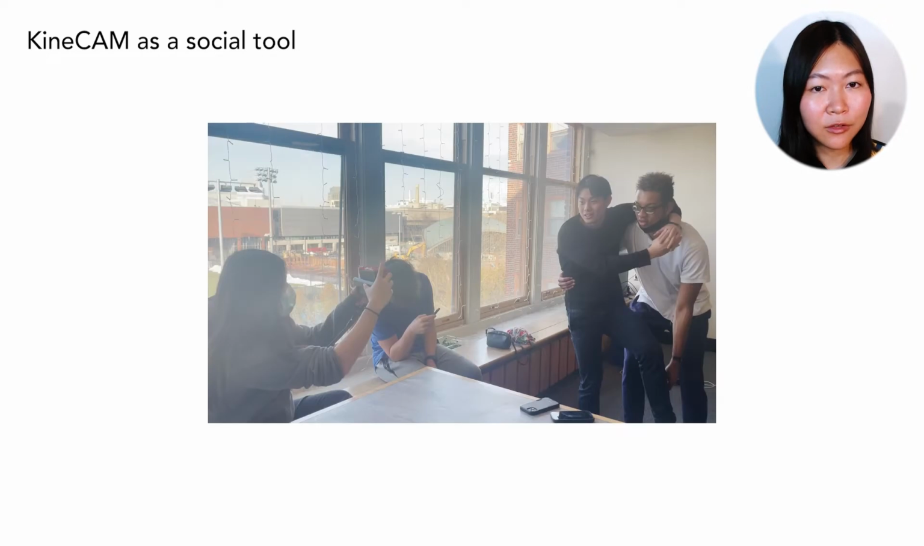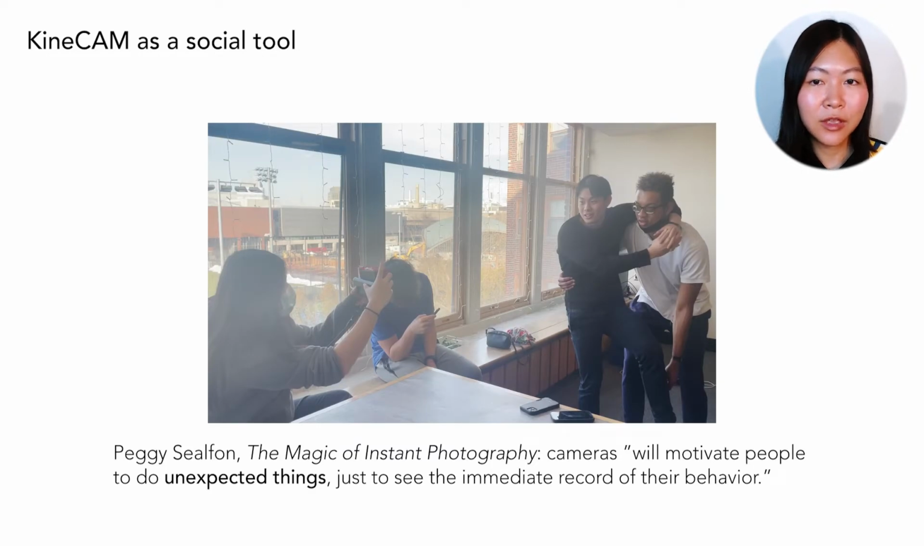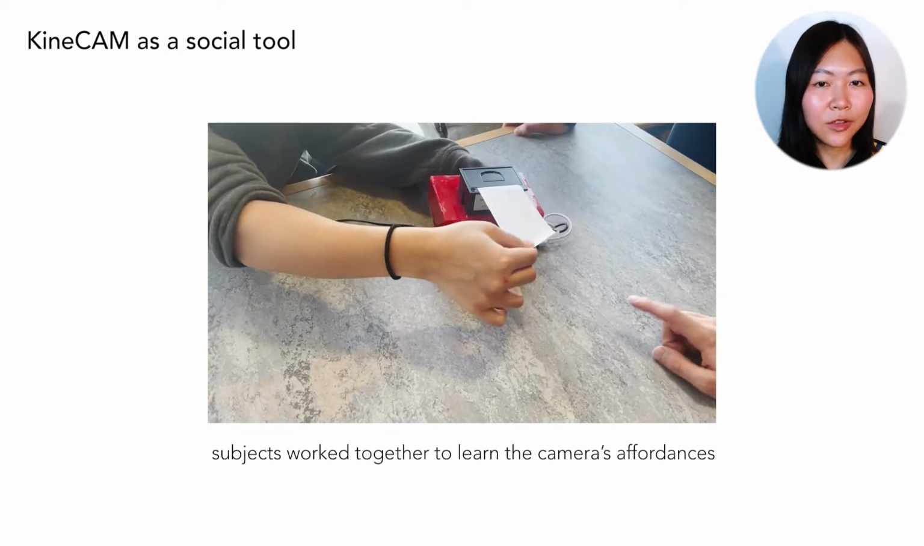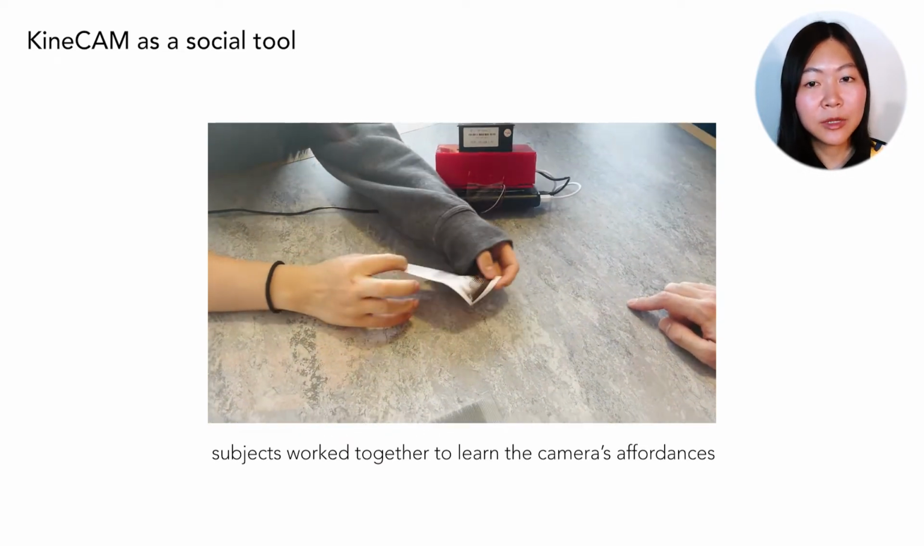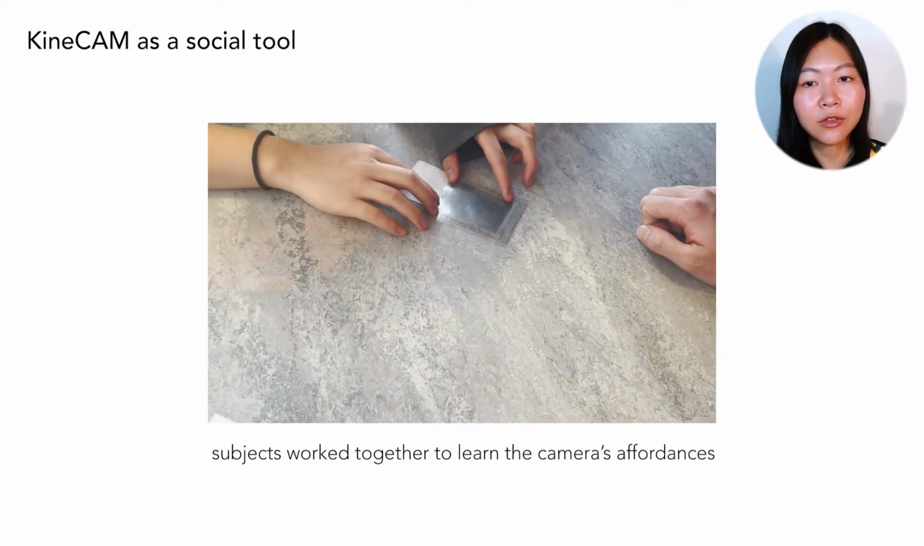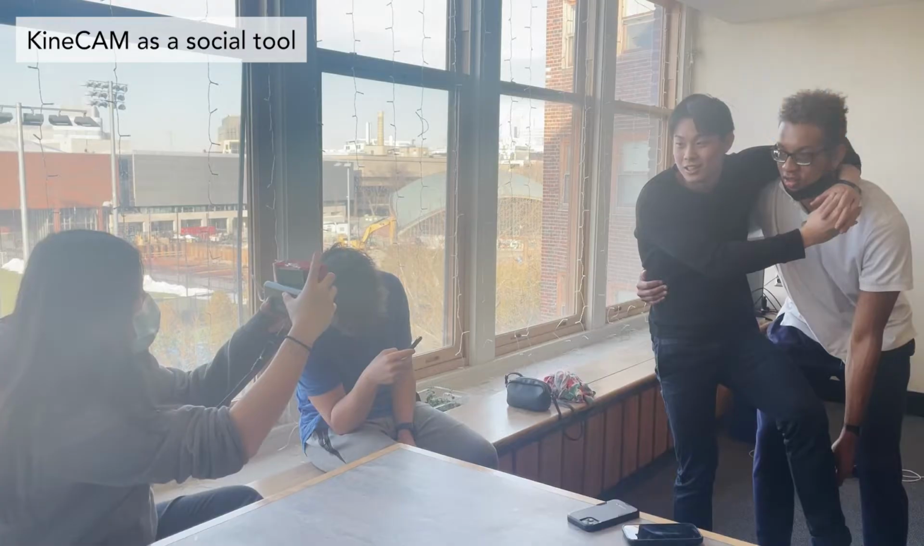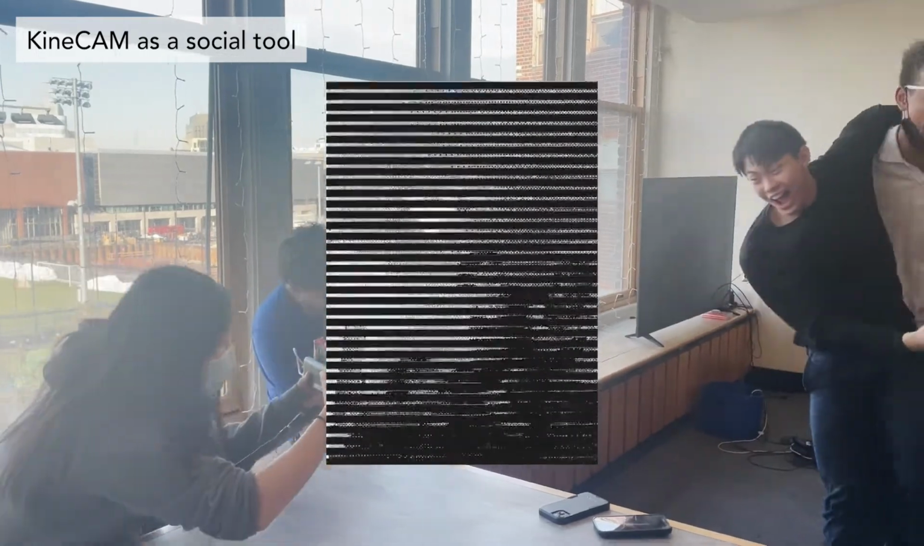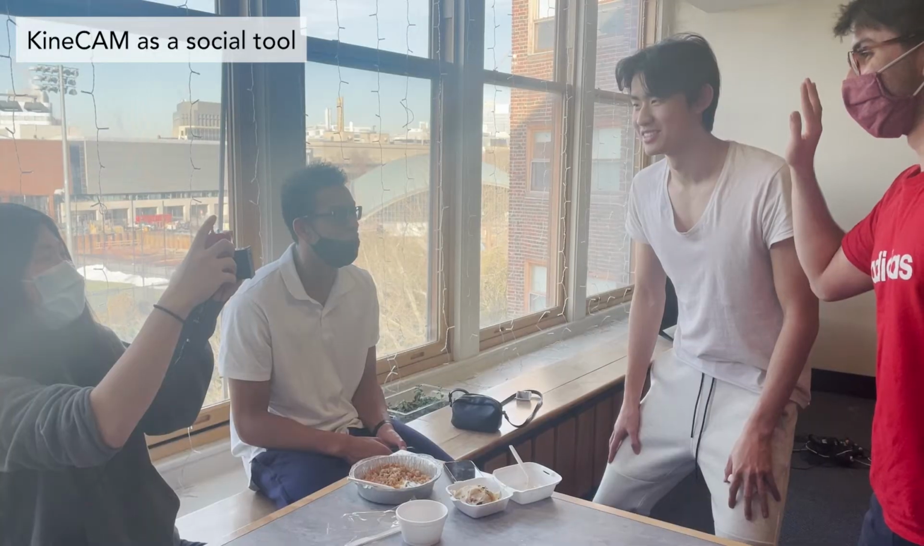KineCAM also functions as a social tool. So the presence of a camera can motivate people to behave differently or do unexpected things. And we have also observed this with KineCAM. Since subjects didn't know what to expect from the camera, it offered an experience in which they could discover and learn the behaviors and affordances of the camera together. In our photo shoots, people would call their friends over to do motions together or assist them with more ambitious poses, such as leaping into each other's arms or slapping each other's faces.